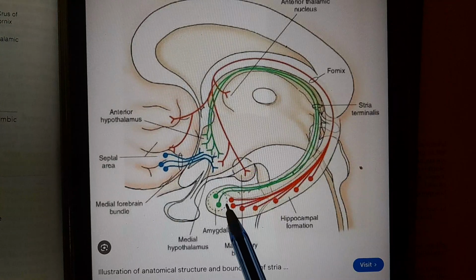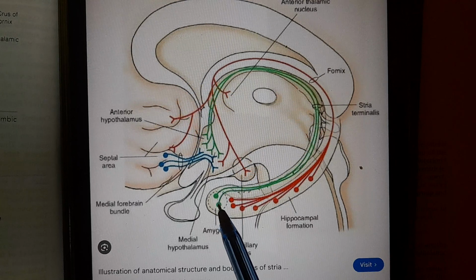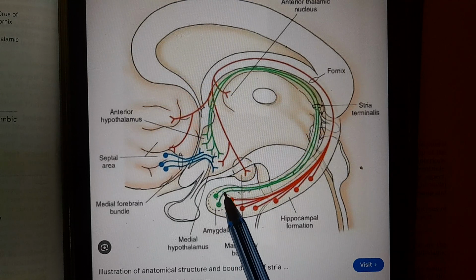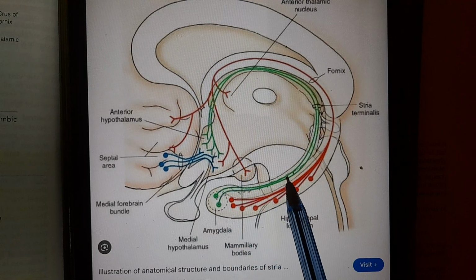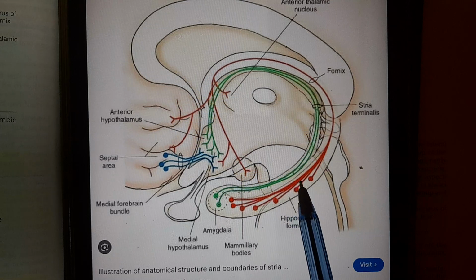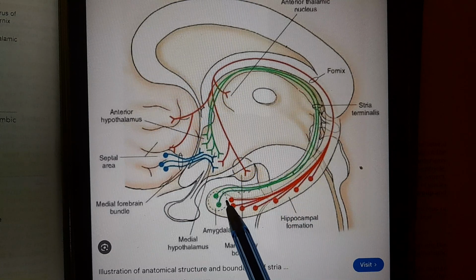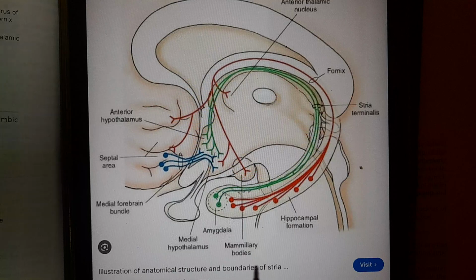Now you can see from the posterior aspect of the amygdala, there are these green fibers emerging. These green fibers are actually the stria terminalis. So these green fibers of the stria terminalis emerge from the posterior side of your amygdala, and due to this they can be divided into a basolateral and a corticomedial group. Let me tell you this.